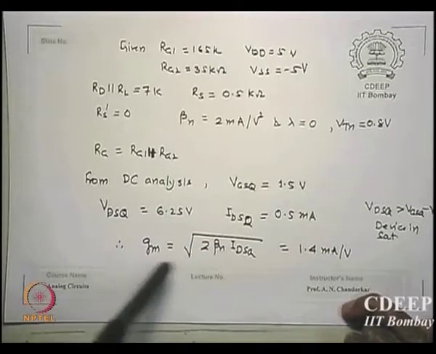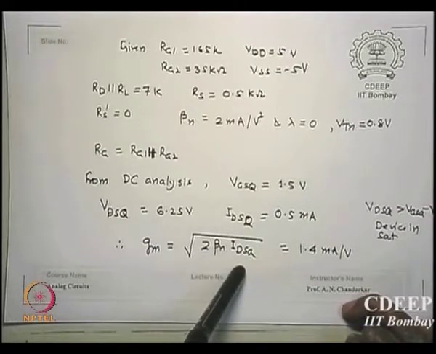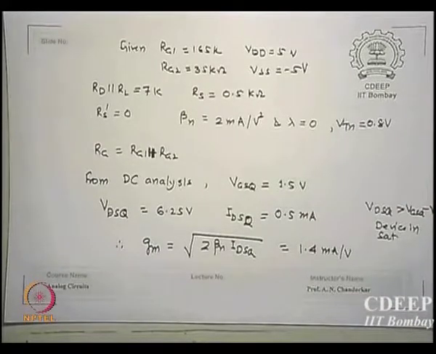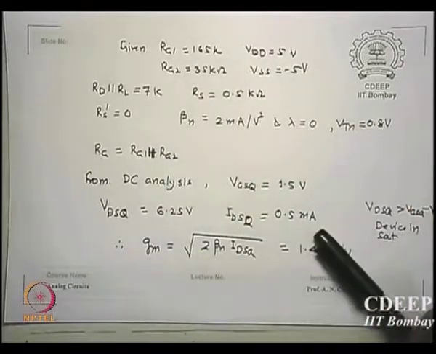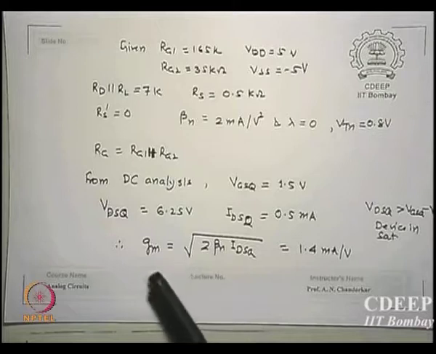Then gm is equal to 2 beta n IDSQ, which is okay? If these values are given for given Rg1, and IDSQ is given as 0.5 milliamps, then gm can be calculated as 1.4 milliamp per volt, is that correct?